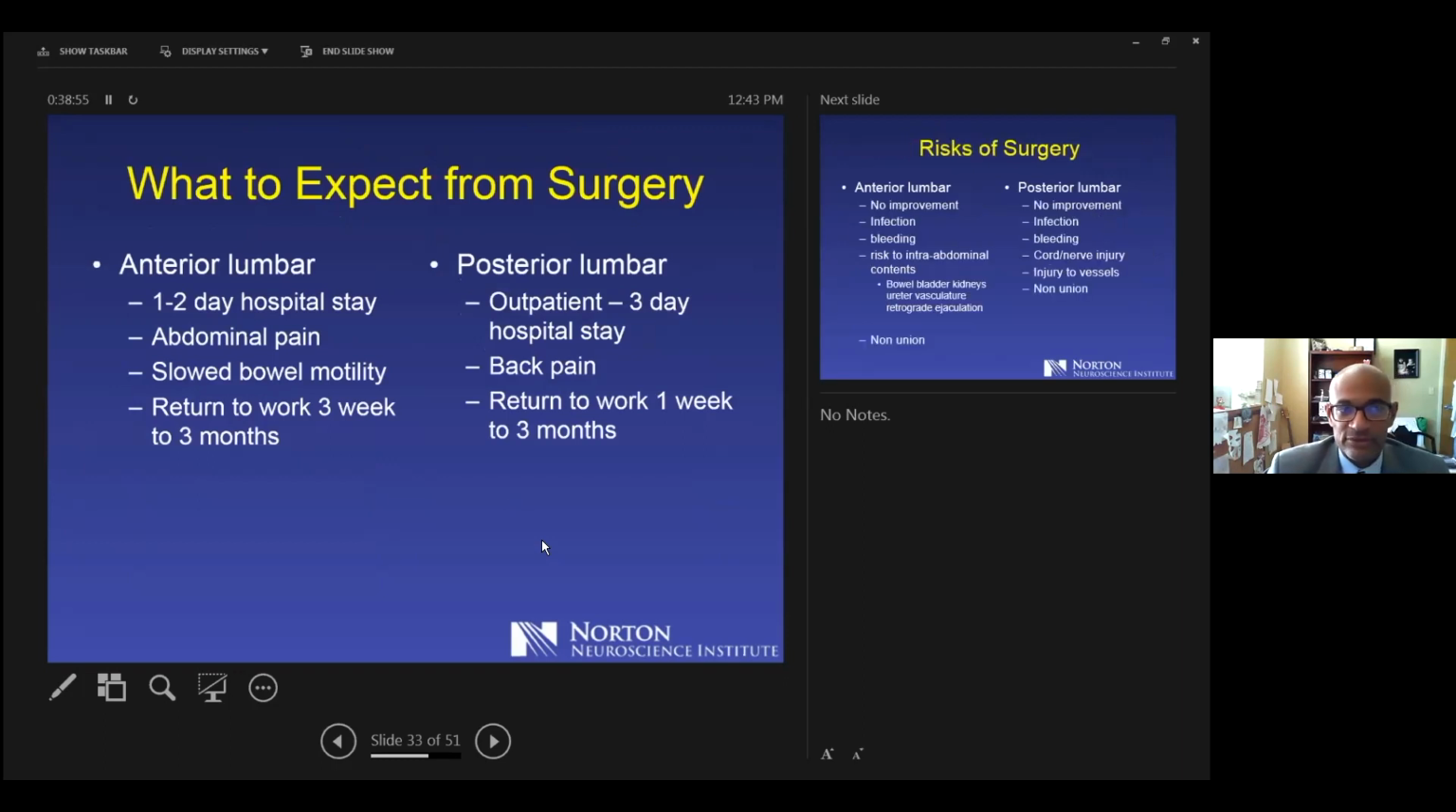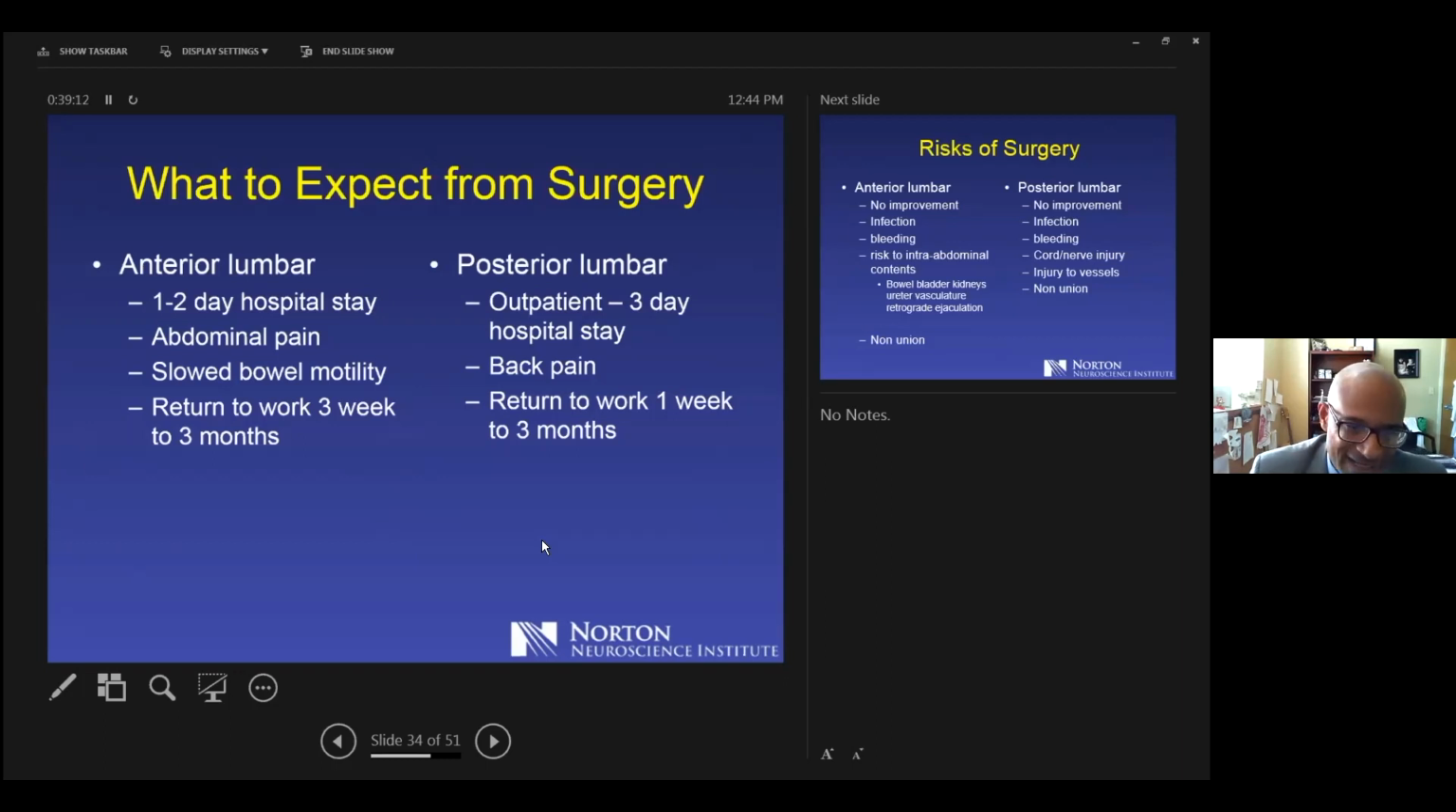Things to expect from surgery. Anterior lumbar, they're usually in the hospital a day or two. You get anterior lumbar pain, slow bowel motility, and usually return to work in 3 weeks to 3 months. Posterior lumbar fusions are usually in the hospital 2 to 3 days.